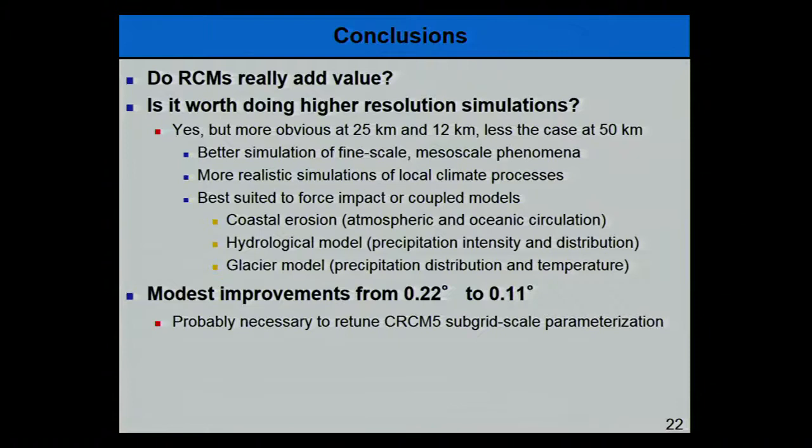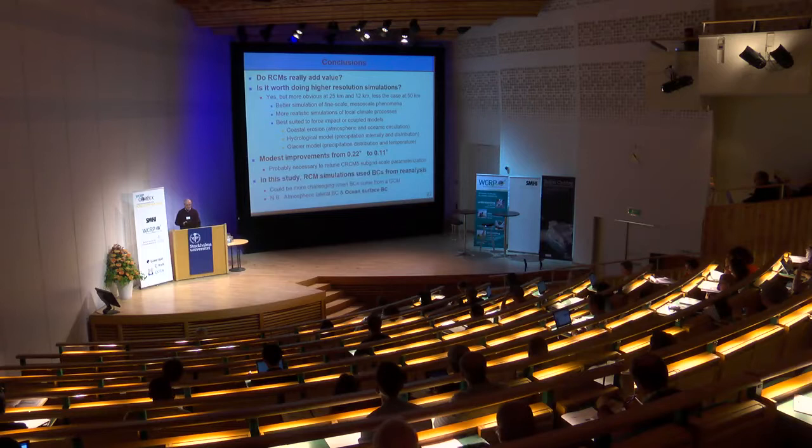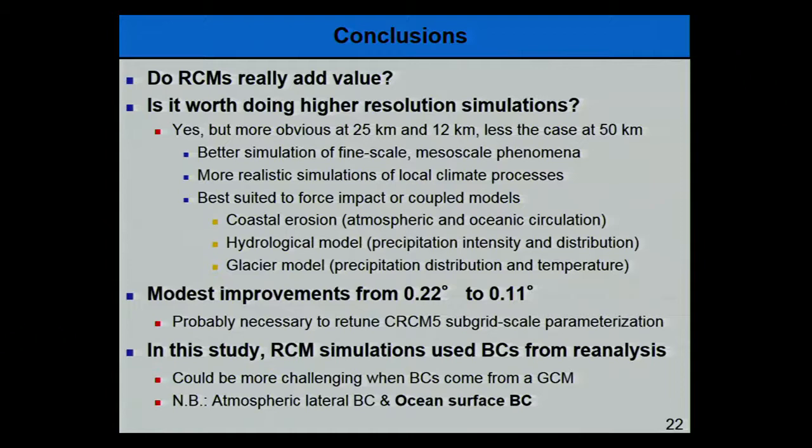The modest improvement from 0.22 to 0.11 we interpret as resulting possibly from the fact that this model was initially developed and tuned for numerical weather prediction with a grid mesh of about 33 kilometers, which is between the coarse and the medium resolution. So most likely there is a need to retune to some extent when we go to 0.11, which we haven't done intentionally here. So in this study, it's important to remember that the RCM simulations were driven by reanalyses, and it would be most likely quite a lot more challenging to try to see the added value if we drive with a GCM simulation, which by definition is imperfect.